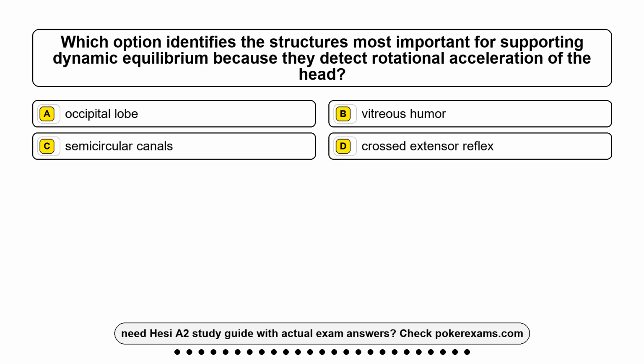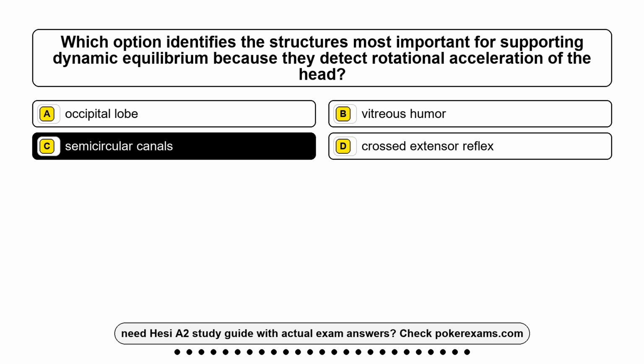Question 16. Which option identifies the structures most important for supporting dynamic equilibrium because they detect rotational acceleration of the head? Option A, occipital lobe. Option B, vitreous humor. Option C, semicircular canals. Option D, crossed extensor reflex. The correct answer is option C, semicircular canals.